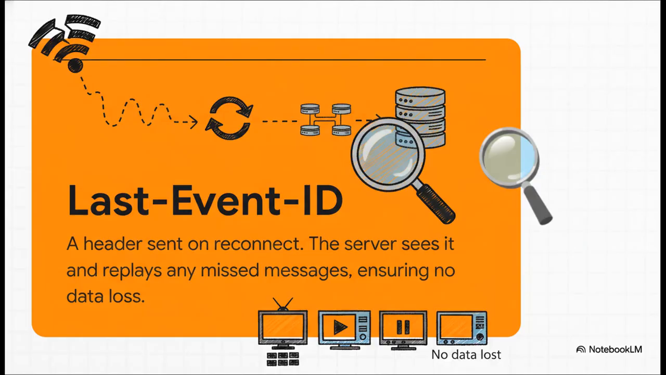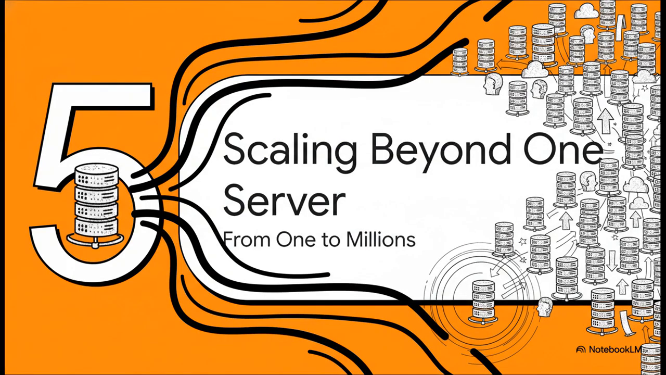So what happens if a user is on a shaky connection and their Wi-Fi drops for a few seconds? Well, SSE has this brilliant feature built right in, called the Last-Event-ID. When the browser reconnects, it automatically tells the server, "Hey, the last message I got from you was number 123." Our DJ sees this, checks the database for any messages after 123, and sends them all right away. It's basically a DVR for your data. Nothing ever gets lost.